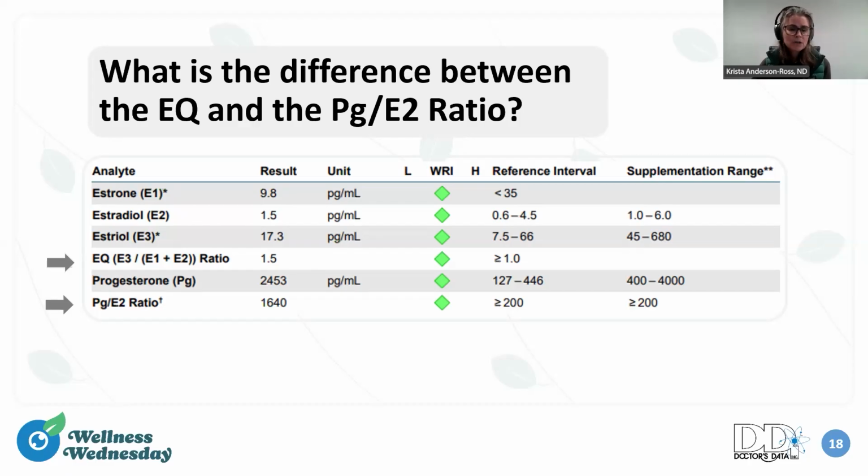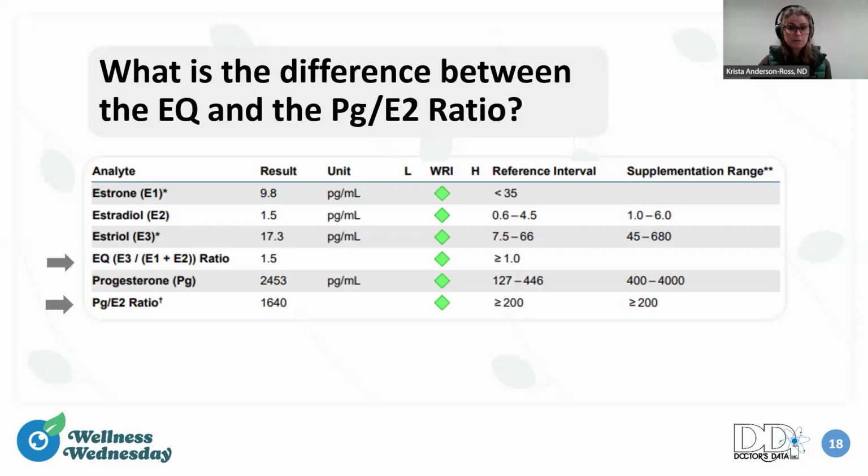So when there are sufficient quantities of estriol, which is a protective estrogen, as indicated by an EQ of greater than one, in this case, you see the patient's result is 1.5, which is optimal. It can help to antagonize the proliferative effects of estrone and estradiol.